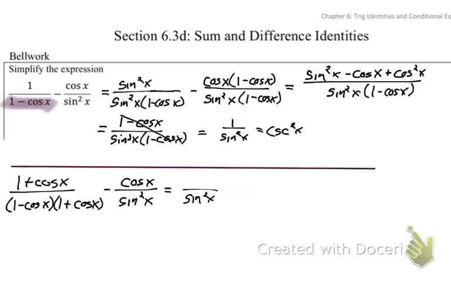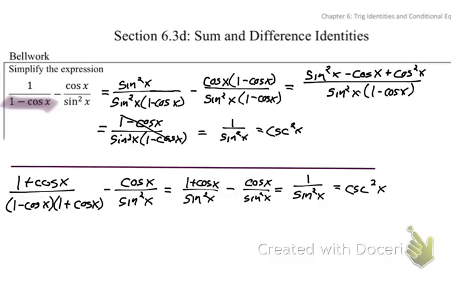The numerator is going to stay 1 plus cosine, and then we have minus cosine x over sine squared x. I'll have cosine minus cosine. So cosine minus cosine is just going to be 0, with 1 on top. 1 over sine squared x does equal cosecant squared again. Bingo, bango, boom, boom. We are done.